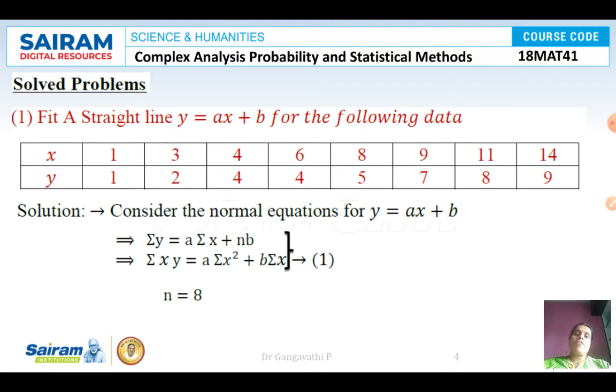So in each and every problem, you have to derive the normal equations and then only you have to proceed further. So consider the given equation, which is y is equal to ax plus b. The normal equations of this are summation y is equal to a summation x plus n into b, and second normal equation is summation xy is equal to a summation x square plus b summation x. Call both the equations together as 1.